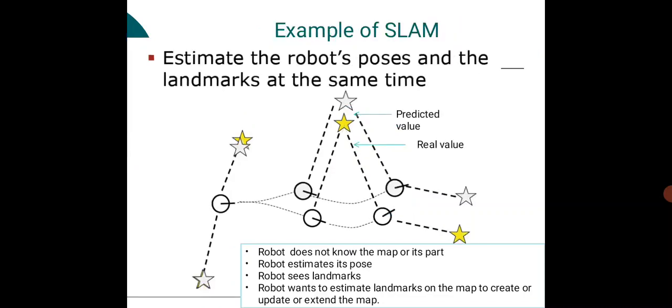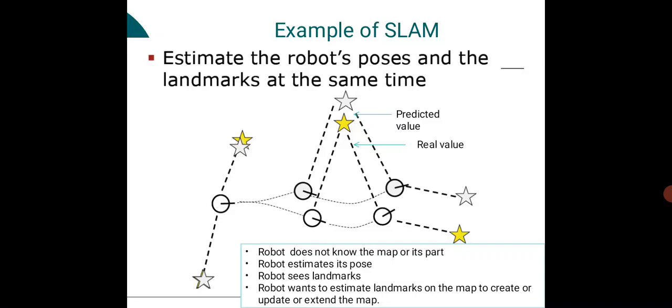An example of SLAM. So here it will estimate the robot poses as well as the landmarks at the same time. In the previous cases we have seen it goes for either mapping or localization. But once you go for SLAM, it will take both. So the robot does not know the map or its path, and here as usual it will estimate its pose and the landmarks on the map to create, update, or extend the map.